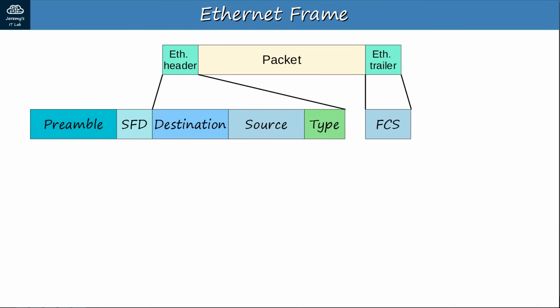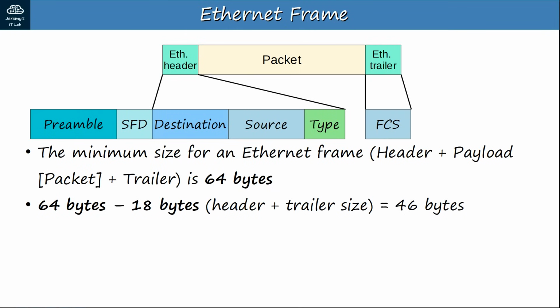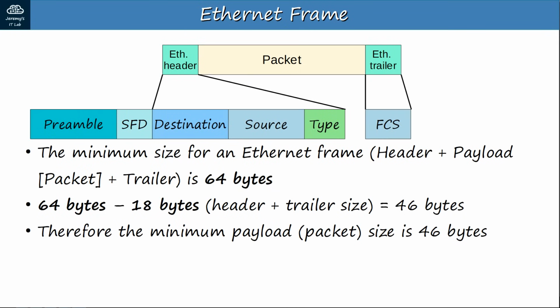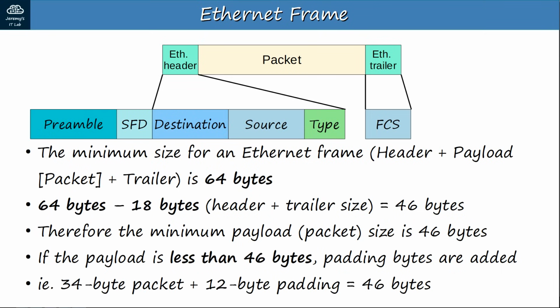Now, there is also a minimum size for an Ethernet frame. The minimum size is 64 bytes, including the encapsulated payload, the packet. 64 bytes minus the 18 bytes of the header equals 46 bytes. Therefore, the minimum payload size is 46 bytes. Now, what if we send a payload packet that is less than 46 bytes? If the payload is less than 46 bytes, padding bytes are added. And these bytes are all zeros, by the way. For example, if you send a 34-byte packet, 12 bytes of padding will be added.